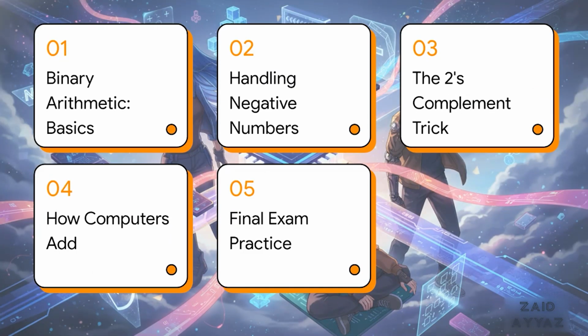So, here's our game plan. We'll kick things off with the absolute basics. Then we'll get into the tricky part, handling negative numbers. After that, we'll look at the famous 2's complement trick, see how computers actually add stuff, and then, you guessed it, we'll wrap up with some practice questions you might see on the final.